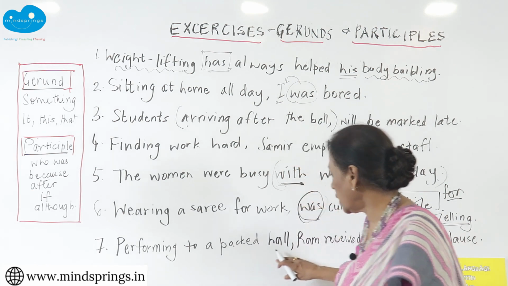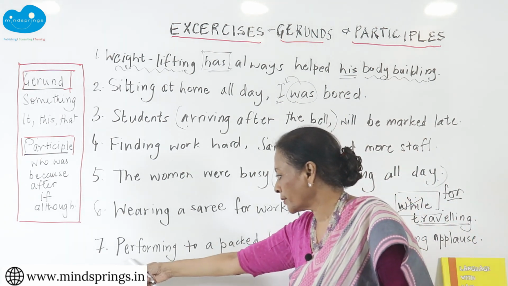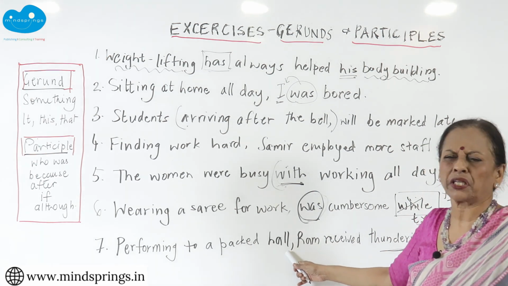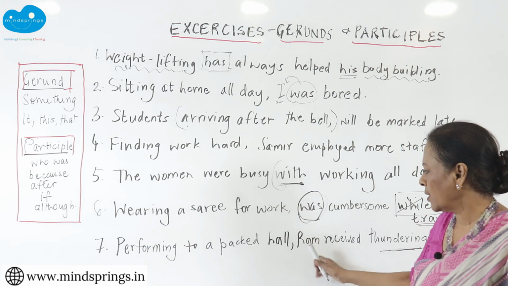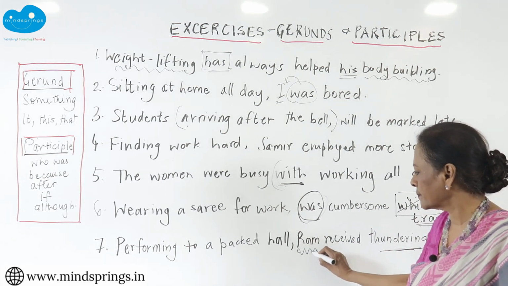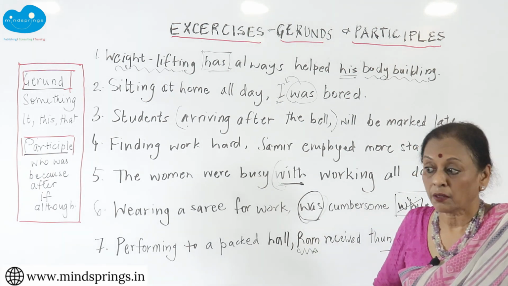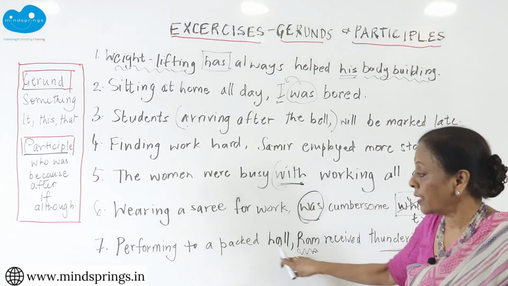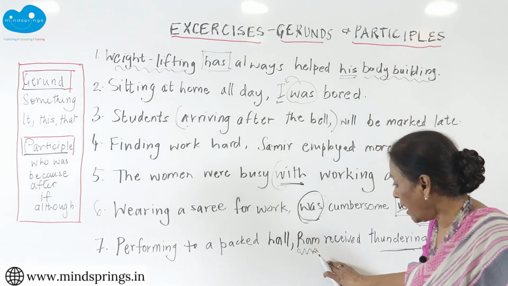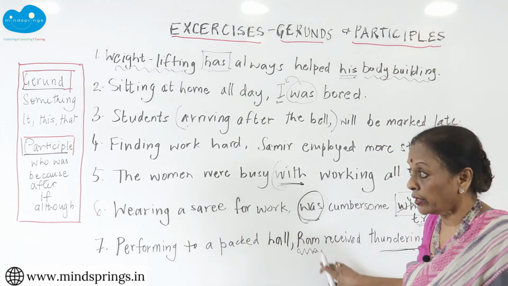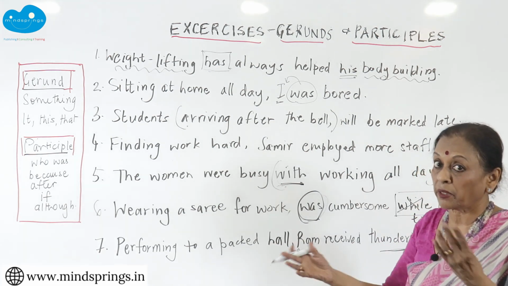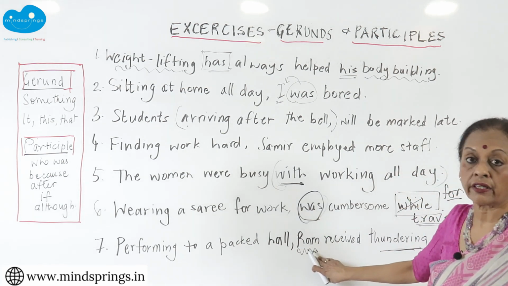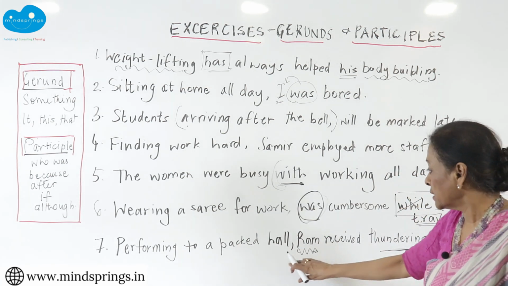But performing to a hall, let us do the finger check. Performing to a packed hall, I can say in the middle of the city, I can make it into a long phrase. What am I hitting? I am hitting Ram. What is Ram? Ram is not a verb. And therefore, this is going to be a participle phrase. Ram who was performing or when Ram was performing, it can be either adverbial or adjectival, but performing to a packed hall, Ram, I have hit Ram and therefore it is a participle.